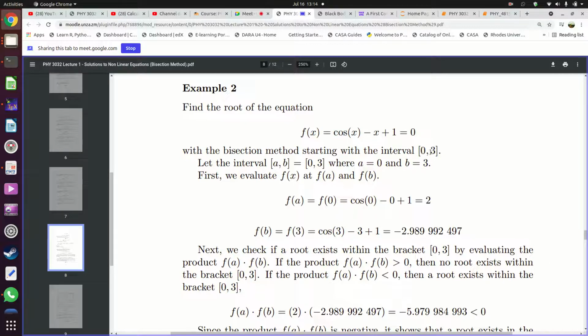So we have the interval 0, 3. We usually denote our brackets as a and b: open bracket a, then b, then close bracket like that. So in this case, this bracket a b is the bracket which you have as 0, 3. If we do that, then you see that a is equal to 0 and b is equal to 3.